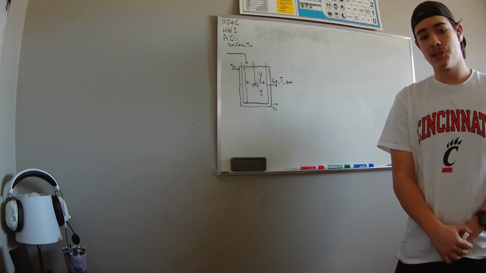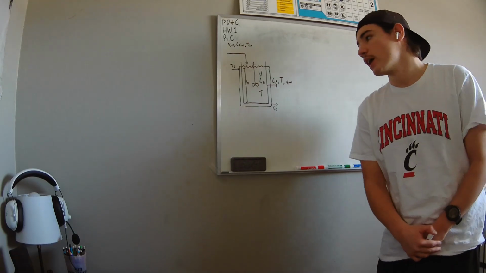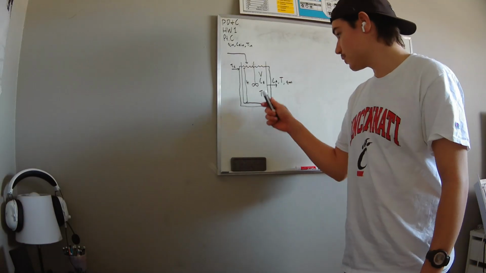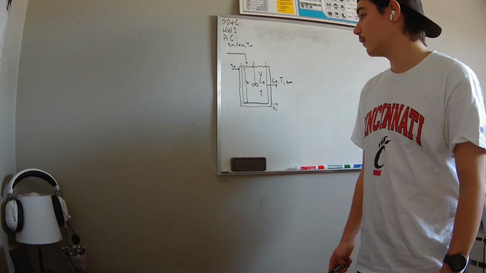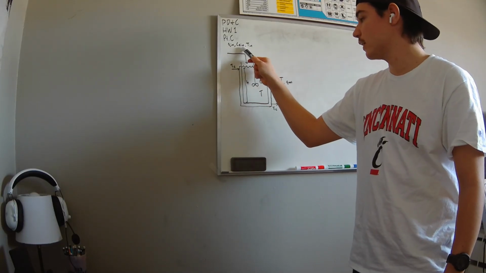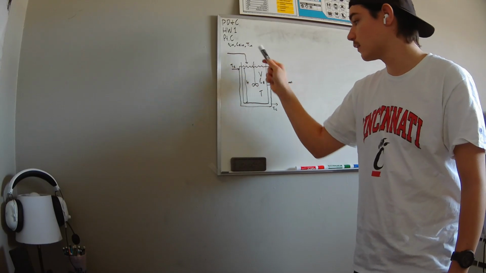Today I'm going to be completing part C of homework 1 for process dynamics and controls. To get started, I'm going to do a brief overview of our question. We've got a continuously stirred tank with an inlet volumetric flow rate of Qn, an inlet concentration of CAn, and an inlet temperature of Tn.